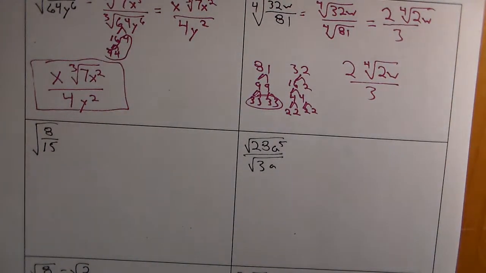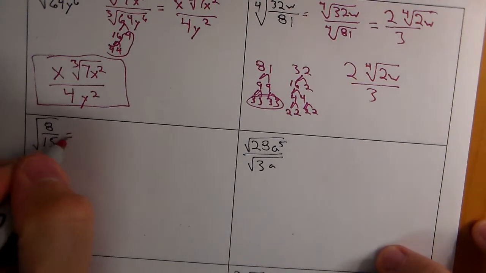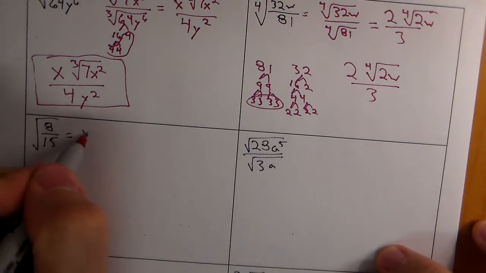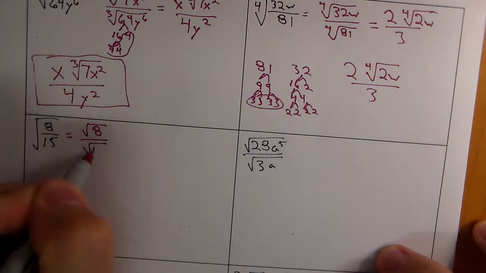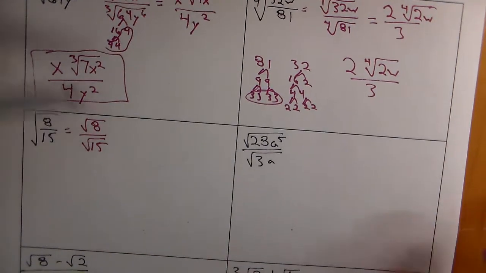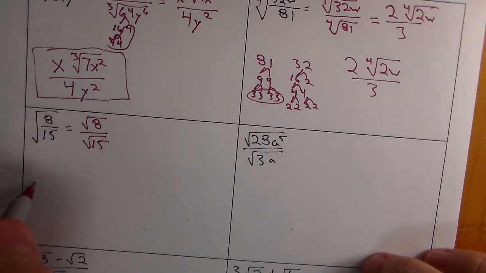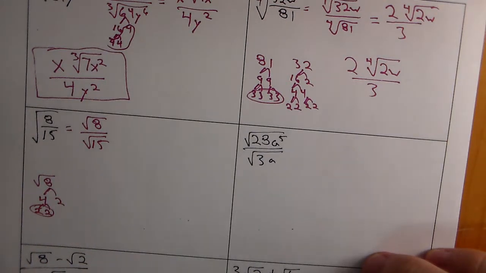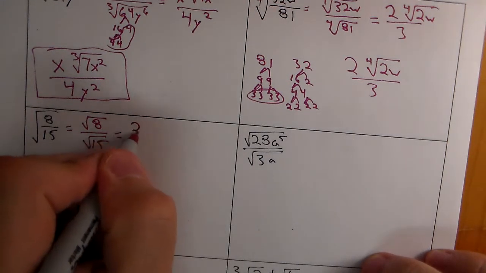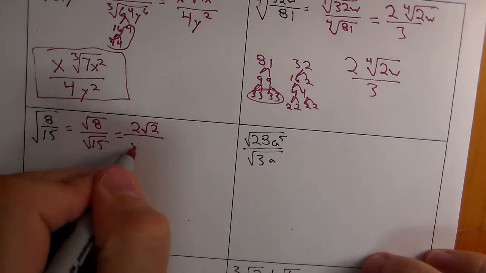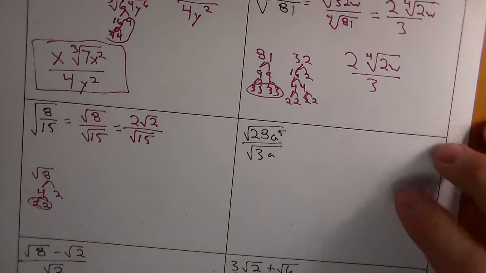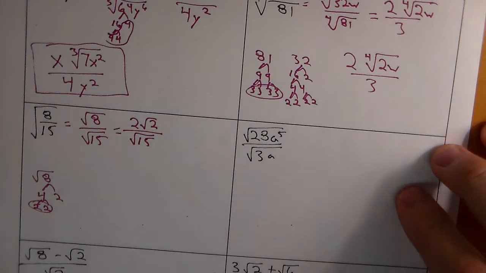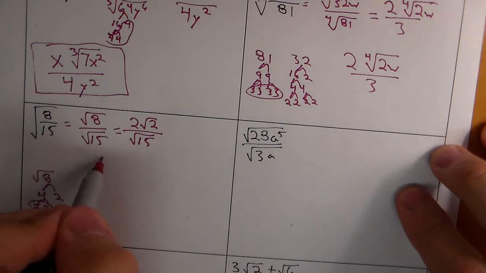Now we have the square root of 8 over the square root of 15. I can't reduce that fraction, so we're going to go square root of 8 over square root of 15. Before I worry about rationalizing, I would always look to simplify the fraction where you can. Square root of 8 is 4 times 2, so that gives us 2 and 2. So this becomes 2 root 2 over square root of 15. Now, I've kind of simplified all that I can. I have to rationalize the denominator.